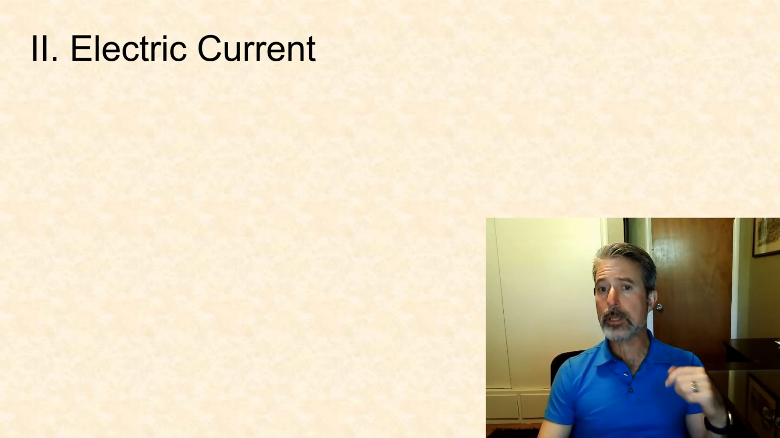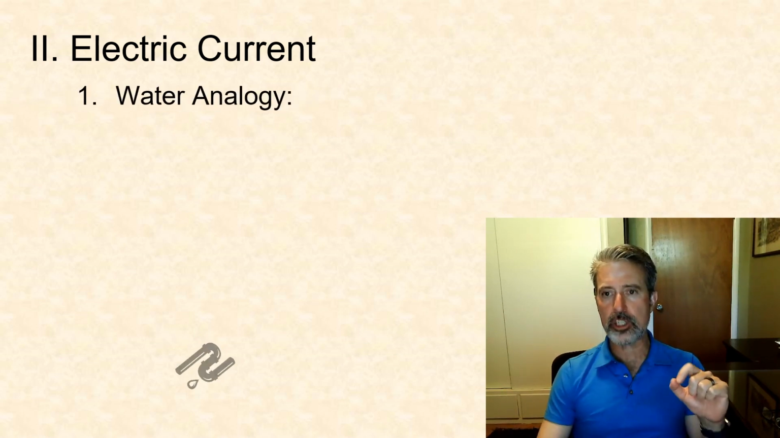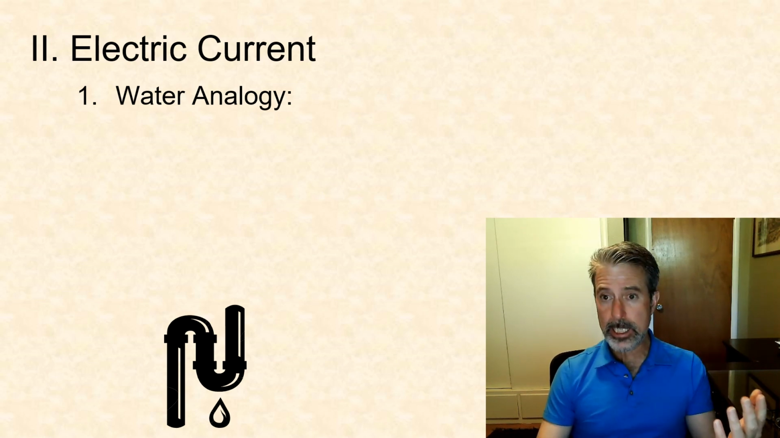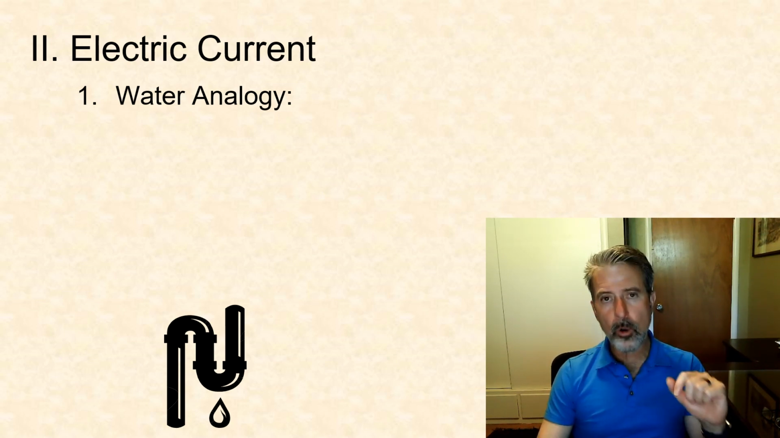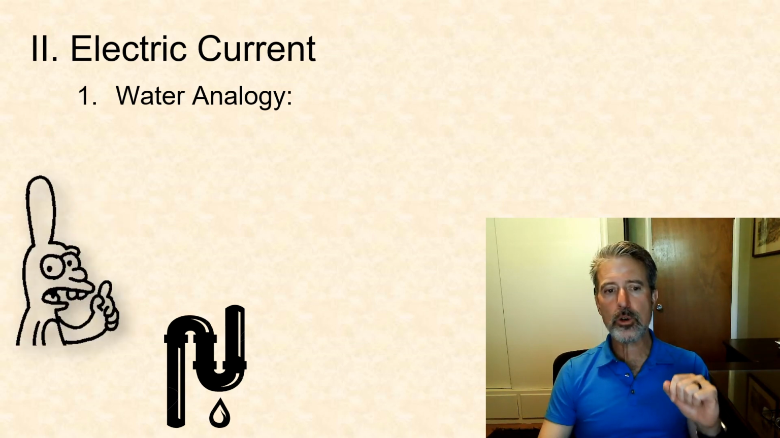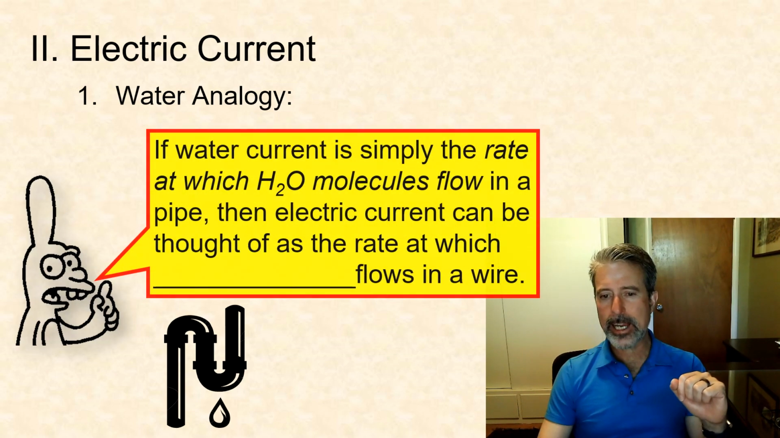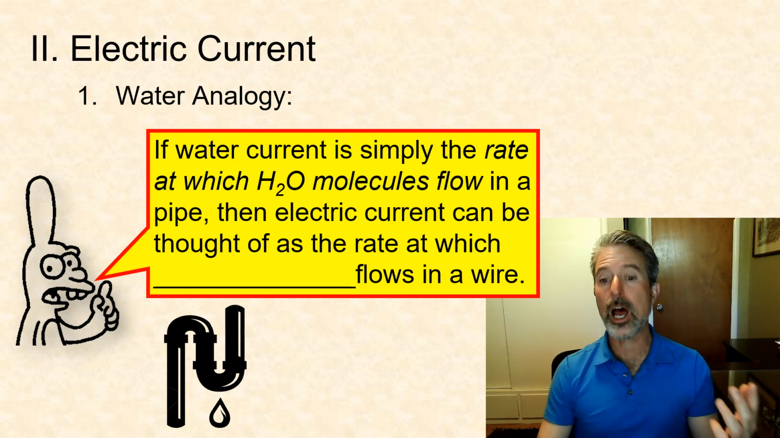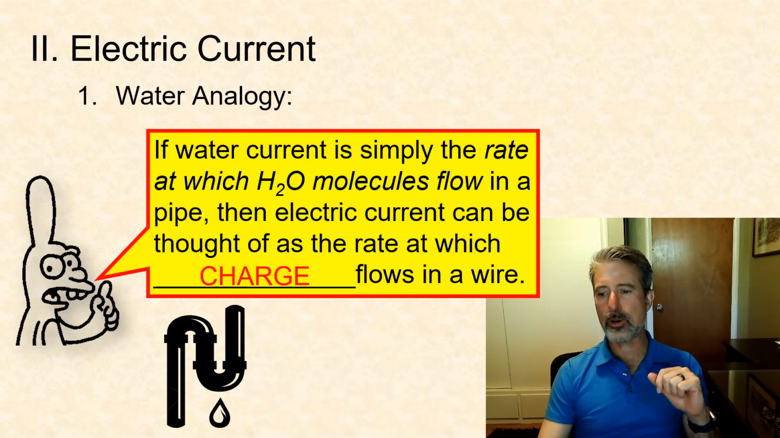In order to describe electrodynamic quantities like electric current, a water analogy is particularly useful. Not only is water a substance we can see, it is perhaps more importantly a substance whose motion we already know something about. So let's see what Bongo has to say here in this slide. Okay, he suggests that if water current is simply the rate at which water molecules flow in a pipe, then electric current can be thought of as the rate at which charge flows in a wire.